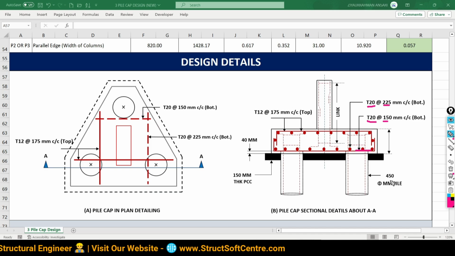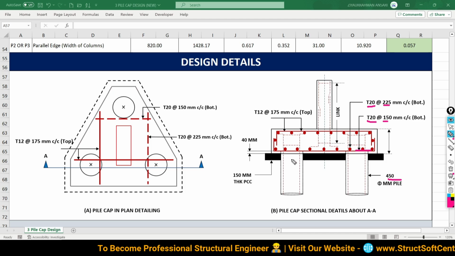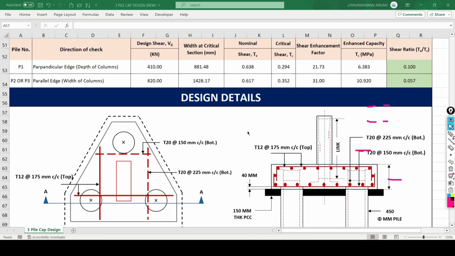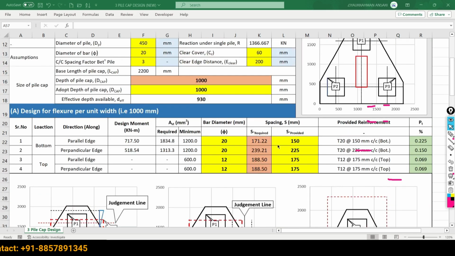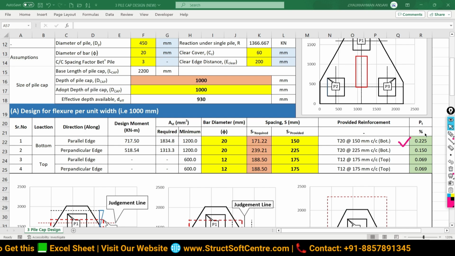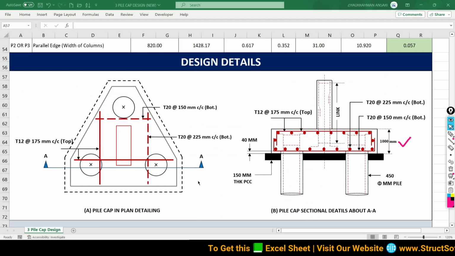Each pile has a diameter of 450 mm, the PCC has a thickness of 150 mm, and the pile is going to be inserted in the pile cap by 40 mm. All these design details and this reinforcement follow whatever you decided at the time of flexure design. Your sheet is going to follow this only, and that is represented in the detailing. So I hope it's clear to all of you how to do the design of the pile cap for 3 piles by using this Excel sheet in a short period of time.